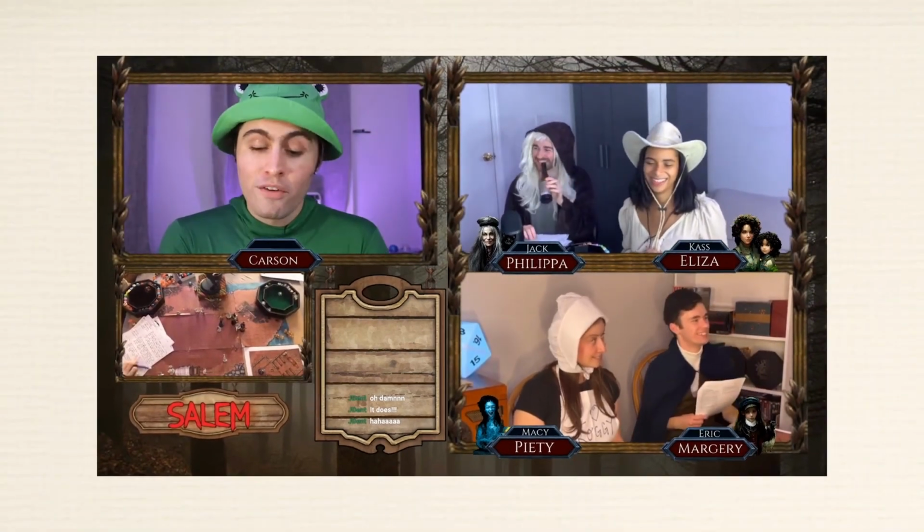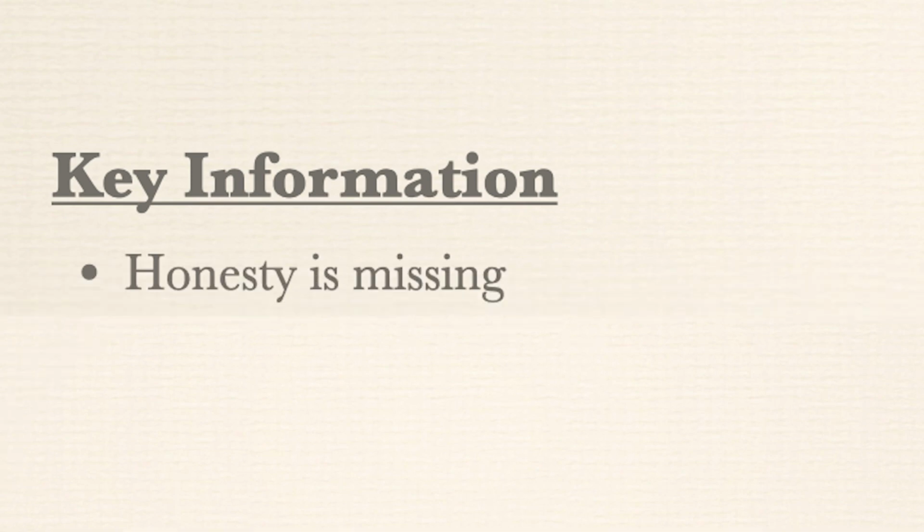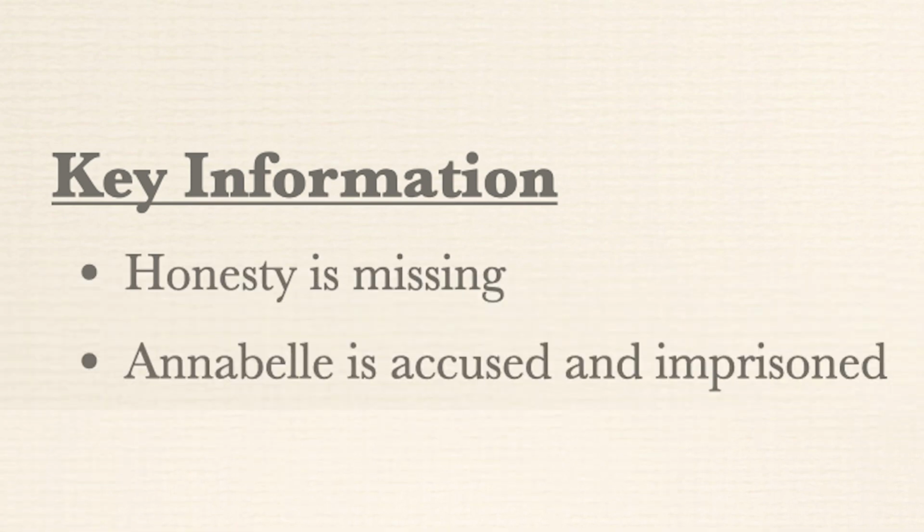So in Salem, the opening adventure hook comes from key information provided by the Black Cat Reaper. Here, Reaper tells the party that a young girl, Honesty, is missing in Salem, and that another girl, Annabelle, has been imprisoned, accused of being responsible for Honesty's disappearance through witchcraft. So now we have our key information. Let's see how that key information becomes an adventure hook.